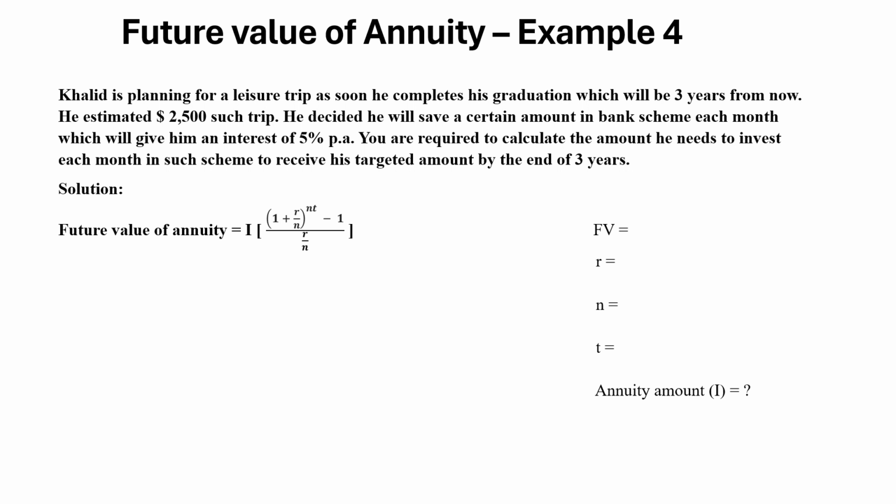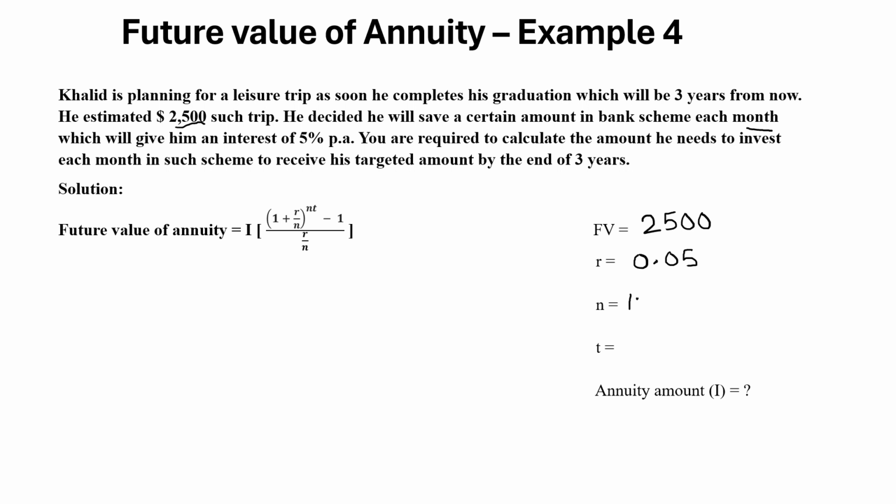Future value of annuity is equal to I into bracket 1 plus R by N bracket close NT minus 1, then divide by R by N. Now we will write the future value, which is given. Remember this 2500 is how much money he is estimating. So the future value of annuity is 2500. Rate of interest is 5%, which means 5 divided by 100, it will be 0.05.